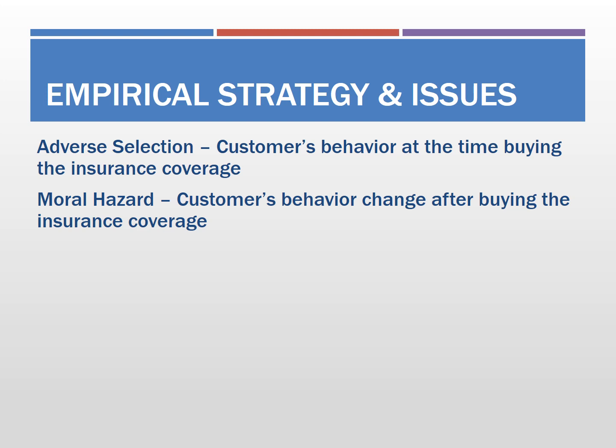So first of all, adverse selection describes the customer behavior at the time when they are buying the insurance coverage. Usually it comes from the fact that consumers of insurance are trying to hide some of the information, or maybe taking advantage of the asymmetrical information from the sellers of the insurance coverage. On the other hand, the moral hazard problem comes from the customer's behavior change after buying the insurance coverage.